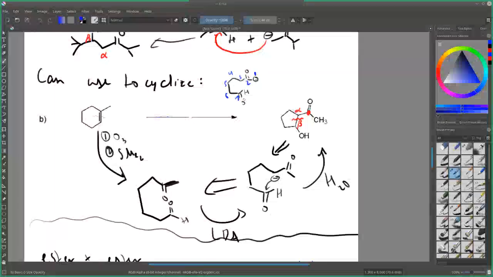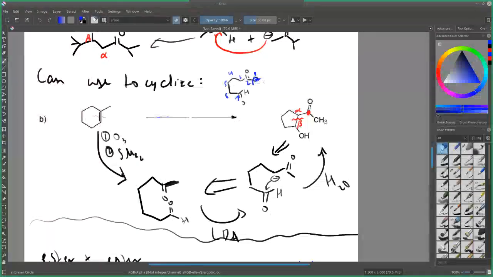So you could make a minus charge over here, but this probably won't react with itself at least. This could react with another molecule of this, and then you get way more complicated stuff going on. But with itself, it probably won't react.